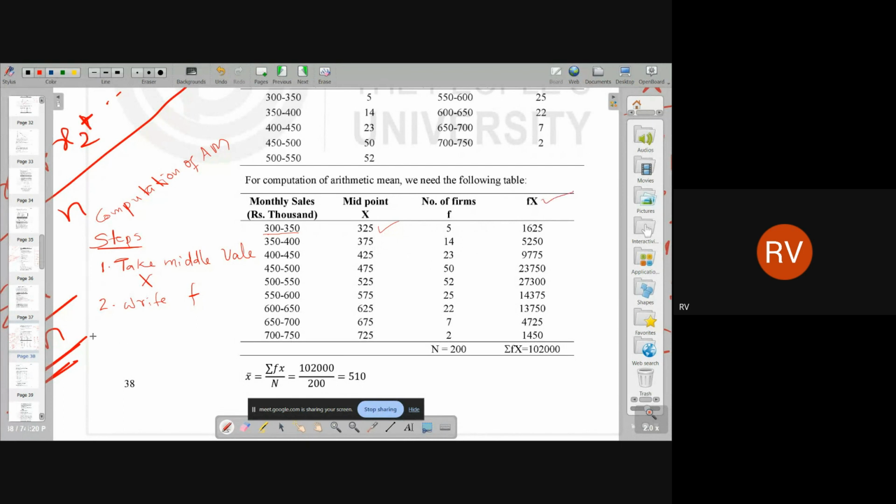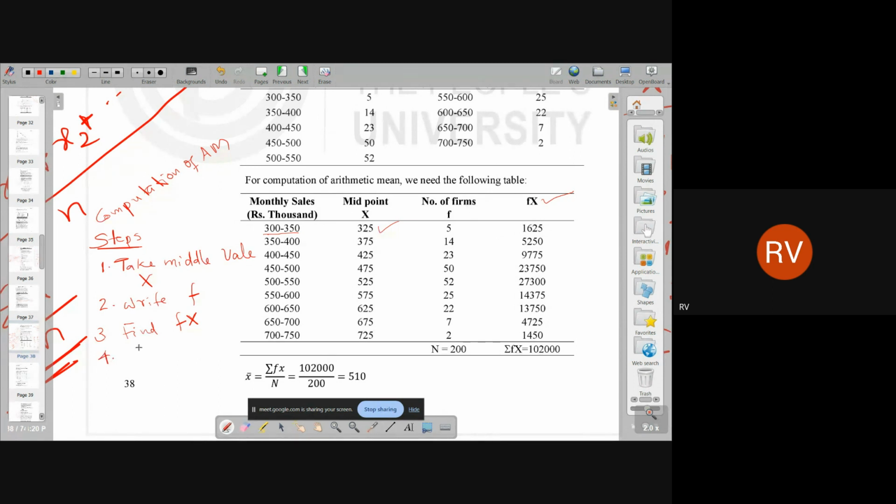Then step 3: find fx, that is, multiply f into x. 5 into 325 is 1625. 14 into 375 is 5250. Multiply each x and its corresponding frequency.